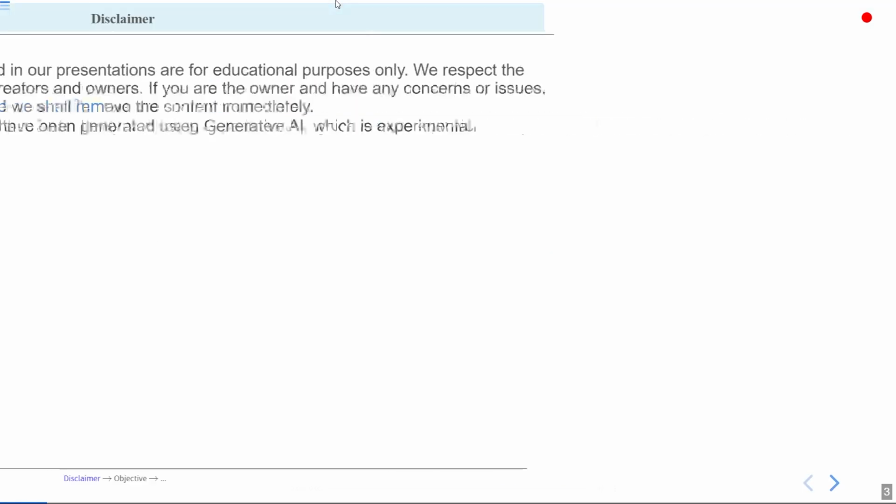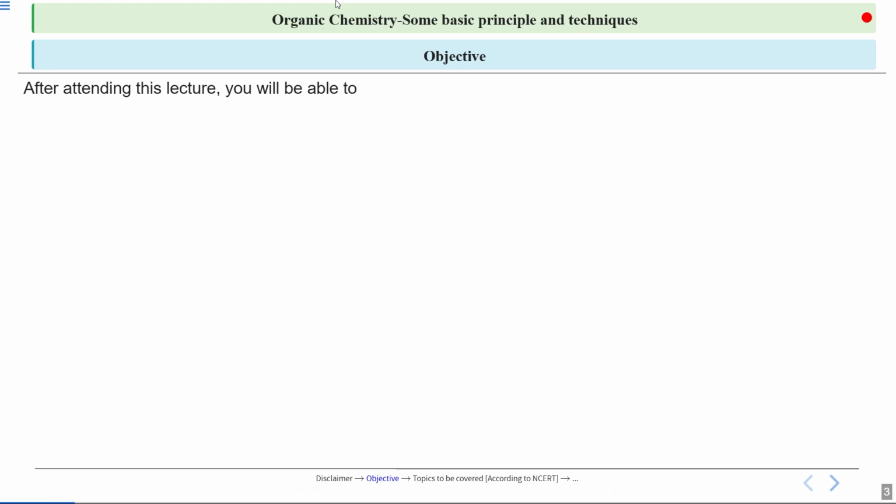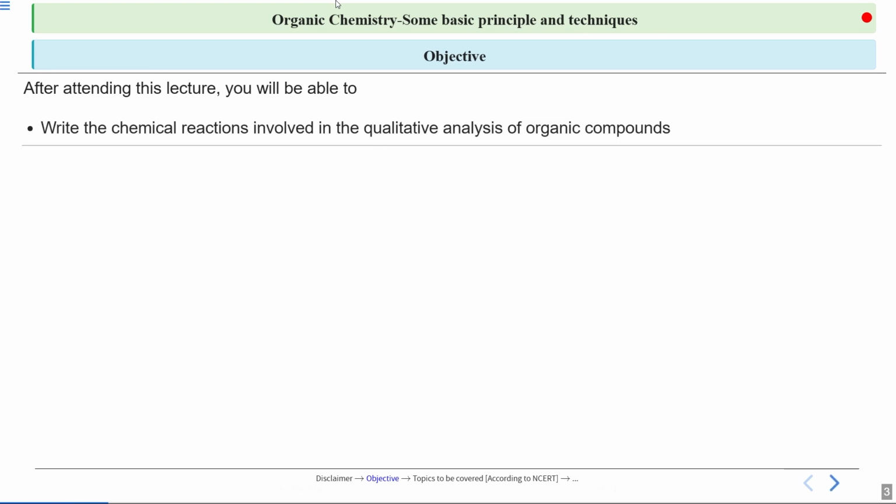This is the disclaimer. Once you have attended the lecture, you will be able to understand the chemical reactions involved in the qualitative analysis of organic compounds. By qualitative analysis, we mean that we are only interested in the type of element present in the given organic compound.